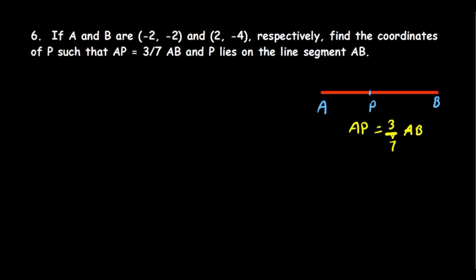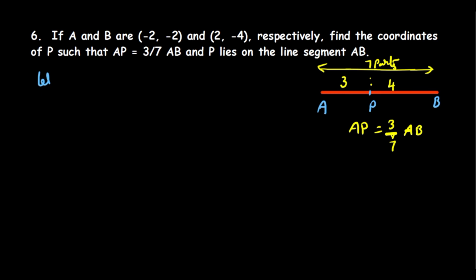So AP equals 3 by 7 times AB. That means here we have 3 parts out of a total of 7. If the total is 7 parts and this is 3 parts, the remaining is 4 parts. That means P is dividing AB in the ratio 3:4, because 3 plus 4 equals 7. So how do we write the points here?